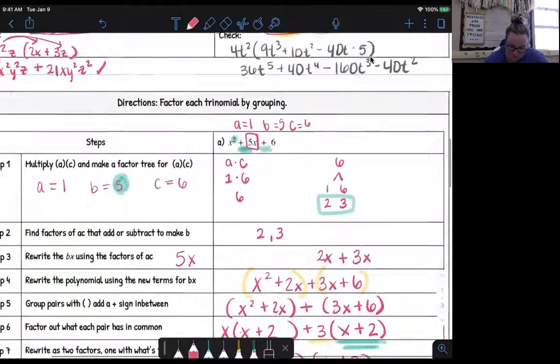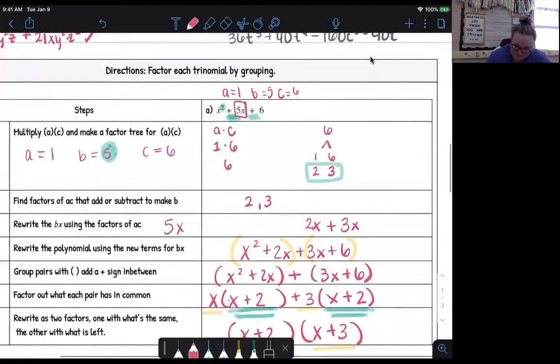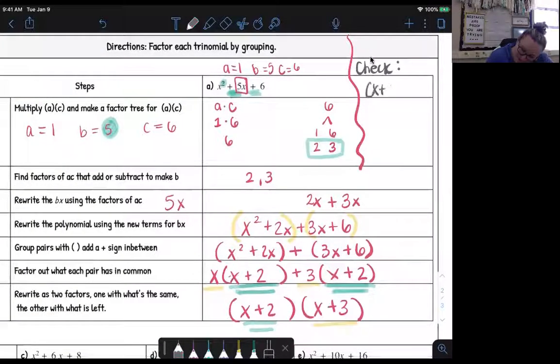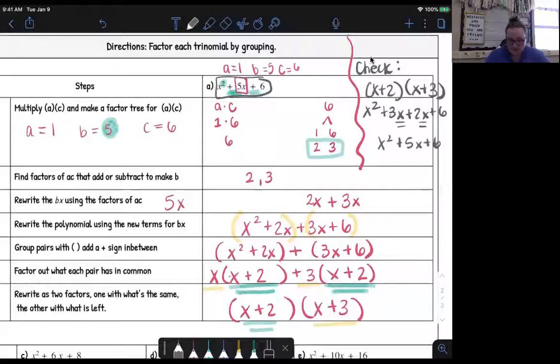I'm looking for some room to write this. I'm going to put it up here. So let's check. So is x plus 2 times x plus 3 equal to x squared plus 5x plus 6? That's what we're trying to figure out. Well, let's multiply. X times x would be x squared. X times 3 would be 3x. 2 times x would be 2x. And 2 times 3 would be 6. Combine your like terms. So you get x squared plus 5x plus 6, which is what we started with. So we know that we're correct.